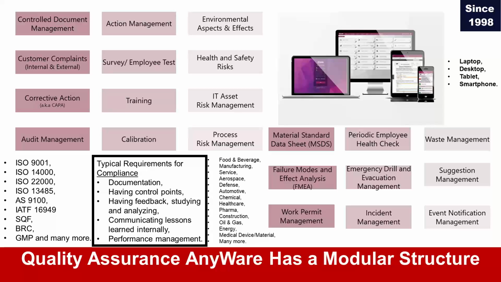When we look at these quality management standards that I listed on the screen, they have typical requirements. All of the quality management standards ask you to document your activities, ask you to have control points, and ask you to have continuous improvement related corrective actions in place. And once you take the corrective actions, you need to communicate these corrective actions with your team members. All of these you can manage in Quality Assurance Anywhere's modern platform in a paperless work environment.